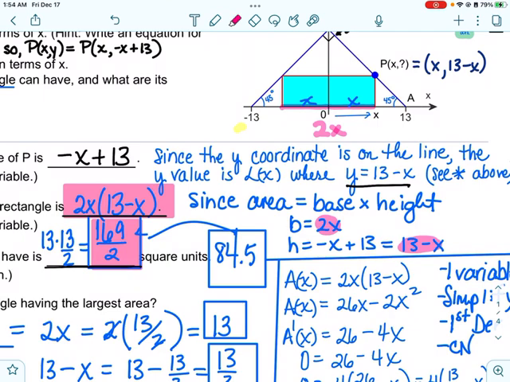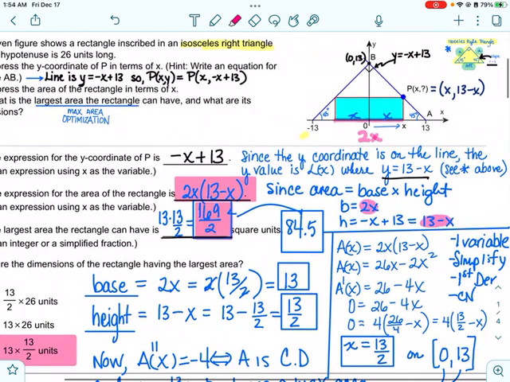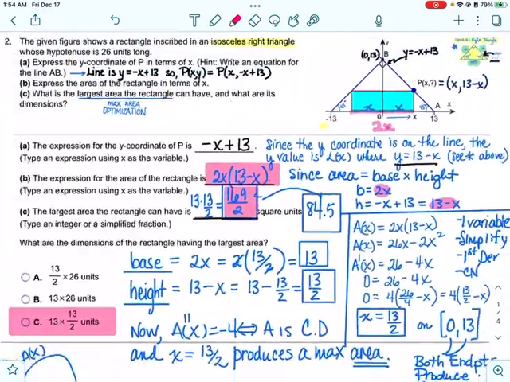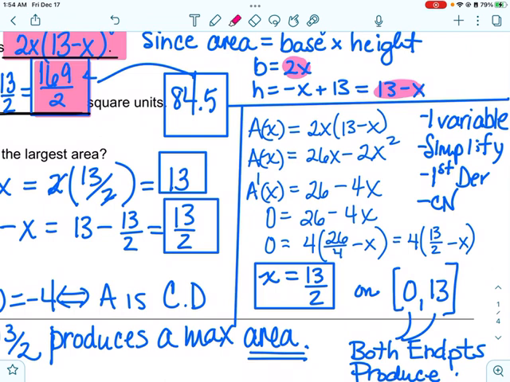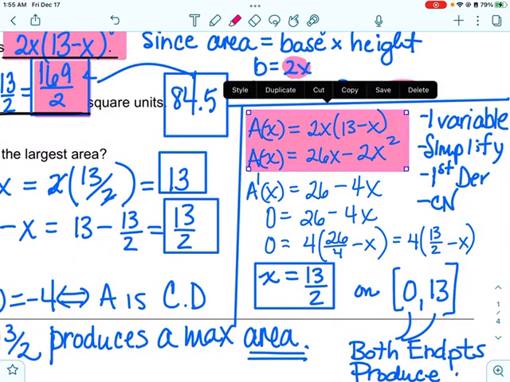Okay, let me see. So we're going to go here. Then we start off with our area equation right here. That's area in terms of just one variable instead of two variables, x and y. We've got it just 2x times 13 minus x. We multiply it and we get 26x minus 2x squared. Then we've got it in one variable. We simplify. Then we're going to take the first derivative and get the critical numbers.